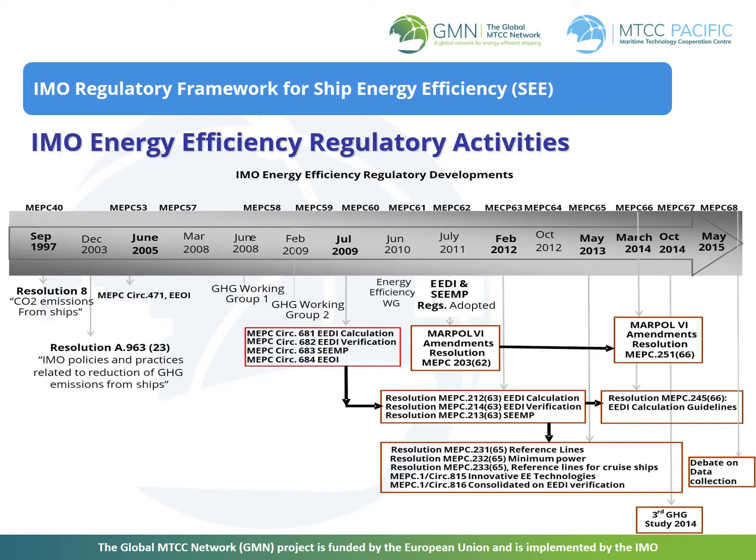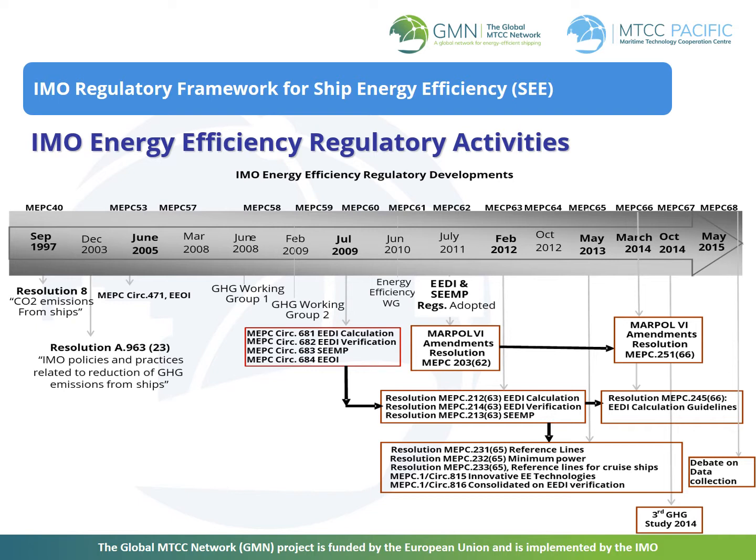Chapter 4 of MARPOL Annex 6 introduces two mandatory mechanisms as energy efficiency standards for ships. The main objective of these standards is to reduce GHG emissions of international shipping through improved ship design and operations. These regulatory mechanisms are the Energy Efficiency Design Index for new ships, EEDI, and the Ship Energy Efficiency Management Plan for all ships, SEEMP.